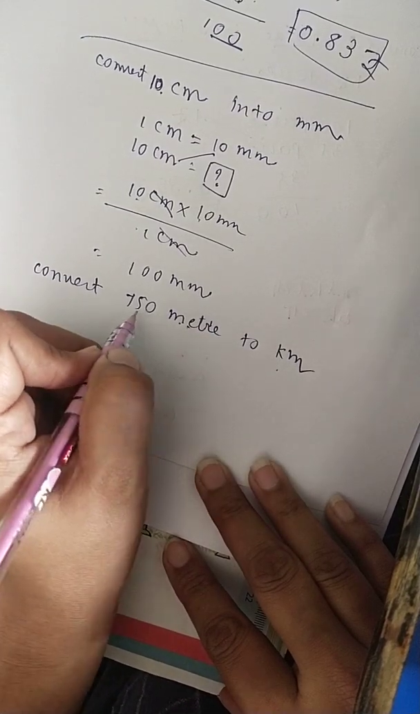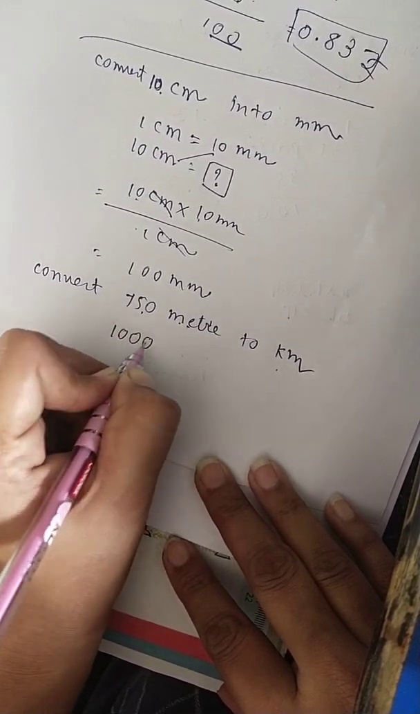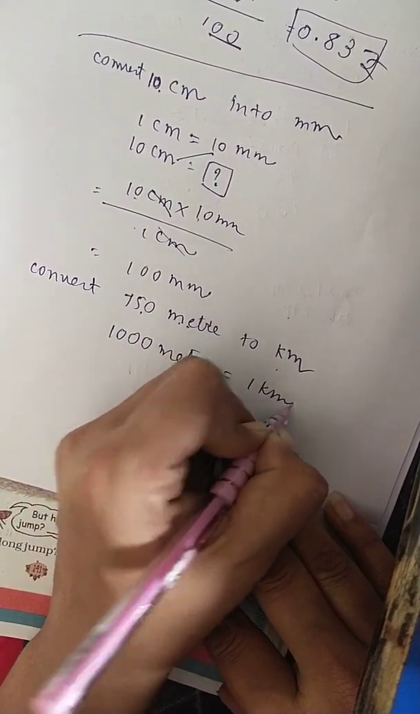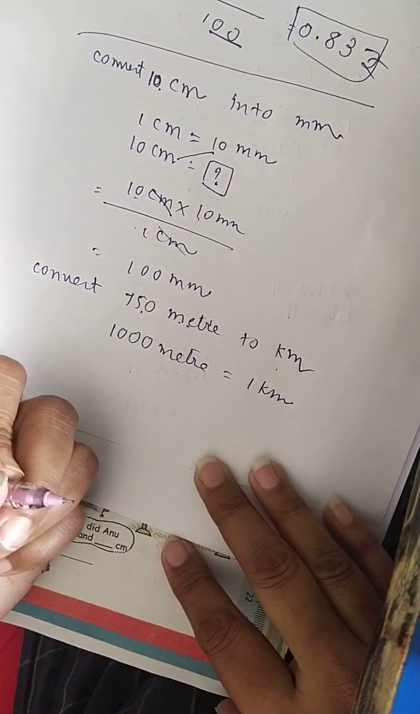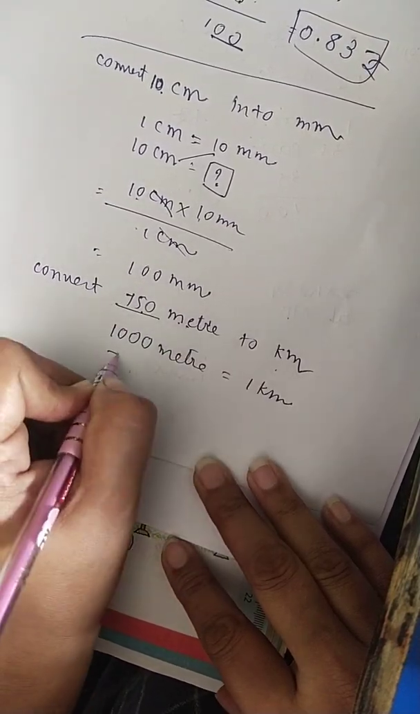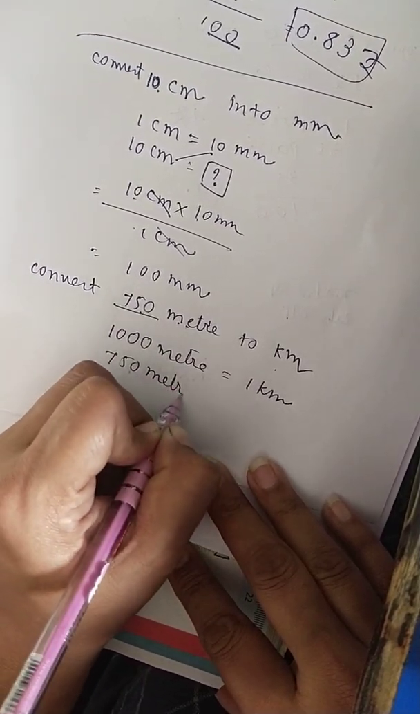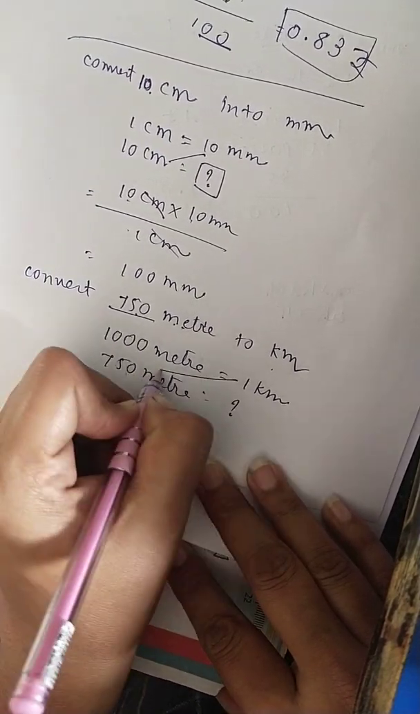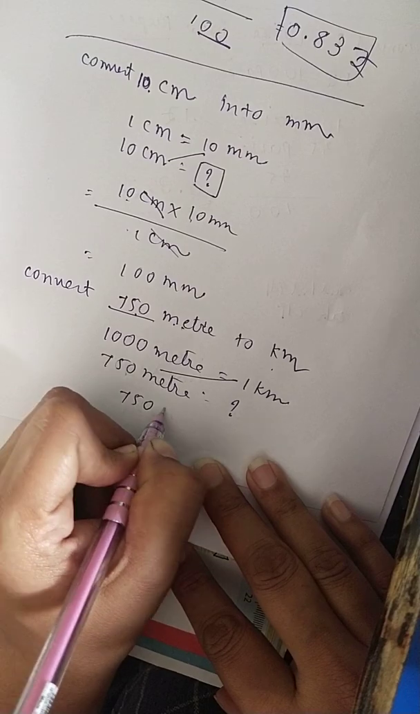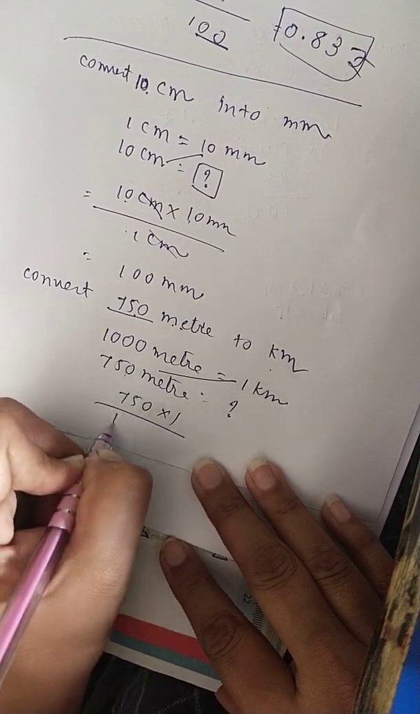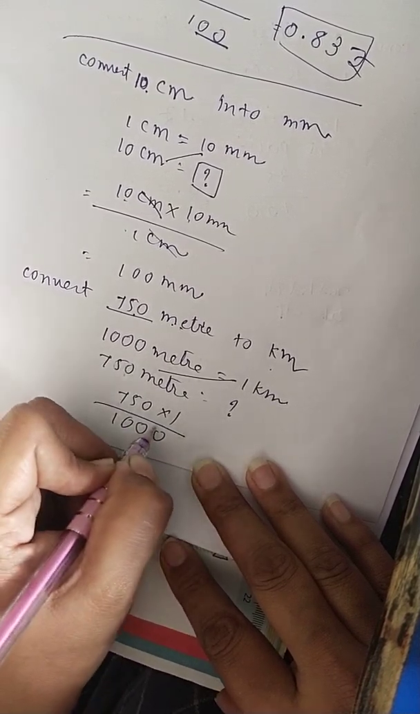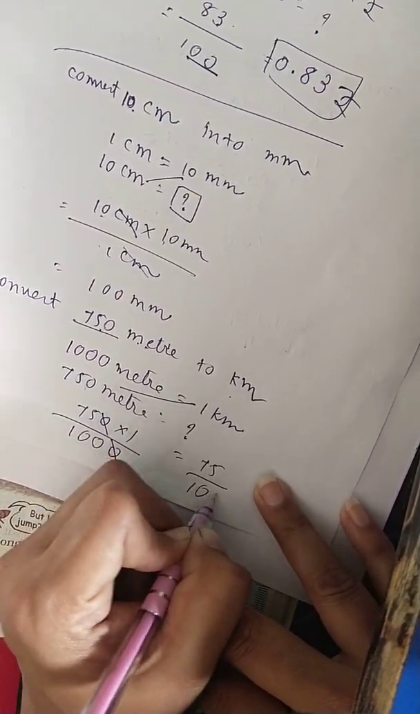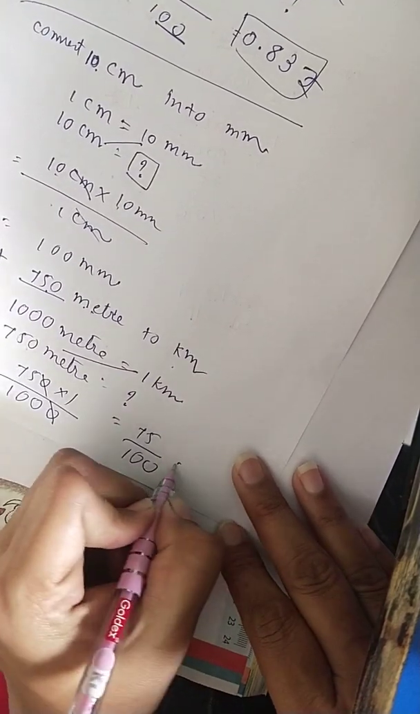Okay, students. So here meter is there. So write first meter. 1000 meter is equal to 1 kilometer. So we have to find 750 meter is equal to how many kilometer? Cross multiplication: 750 multiply by 1 divide by 1000. The 0 0 we can cancel. What is the remaining? 75 upon 100.